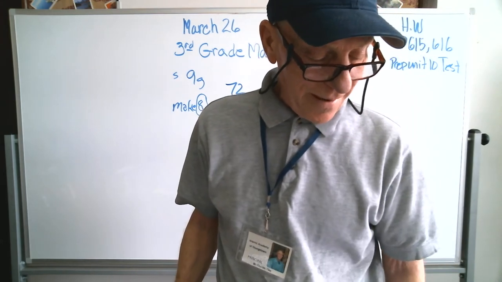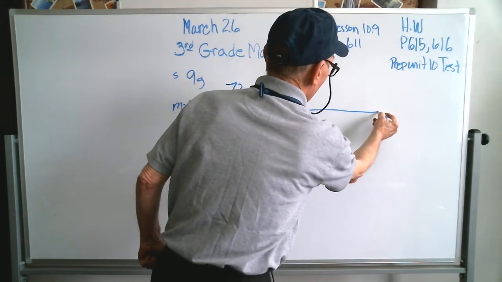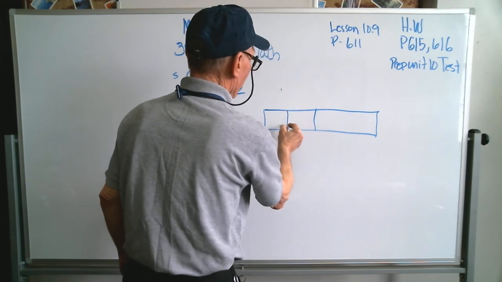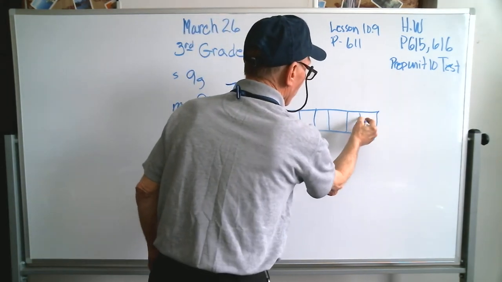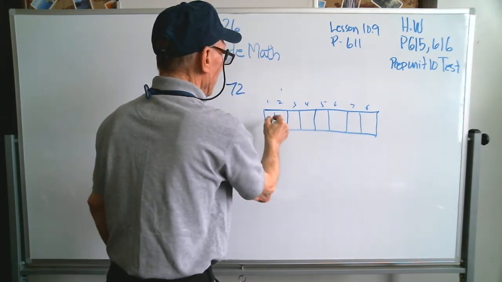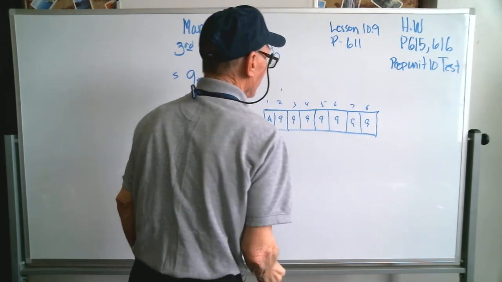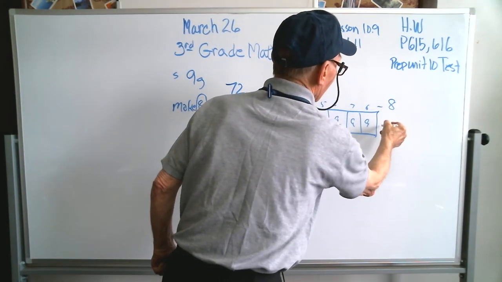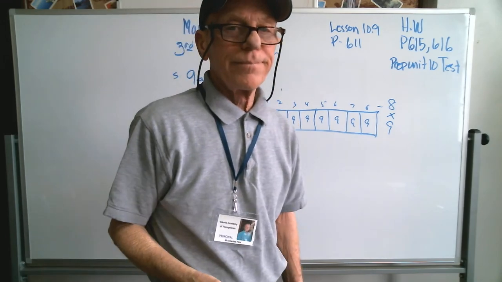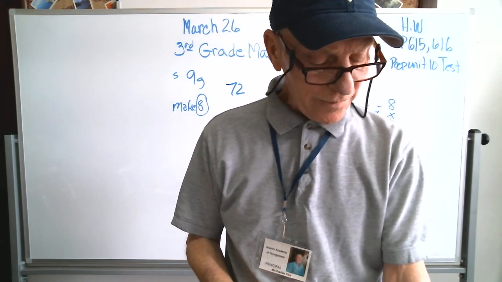It says draw a diagram to solve the problem. This is not art class, it's math class. We know we're going to make 8 smoothies. There are 1, 2, 3, 4, 5, 6, 7, 8 smoothies, and each one of these needs 9 ounces of strawberries. So, 8 times 9.